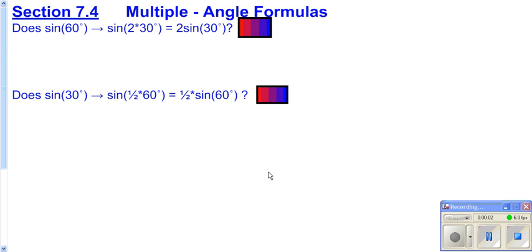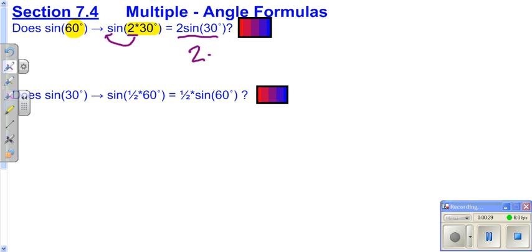Multiple angle formulas. We know that we could replace our 60 with a 2 times 30. The question is, can we take this 2 and bring it in front like we're doing over here? And we want to know, does that side there equal this side? Well, you should remember that the sine of 30 is a half, so it's really 2 times a half, which is 1. Over here, it's still the sine of 60.